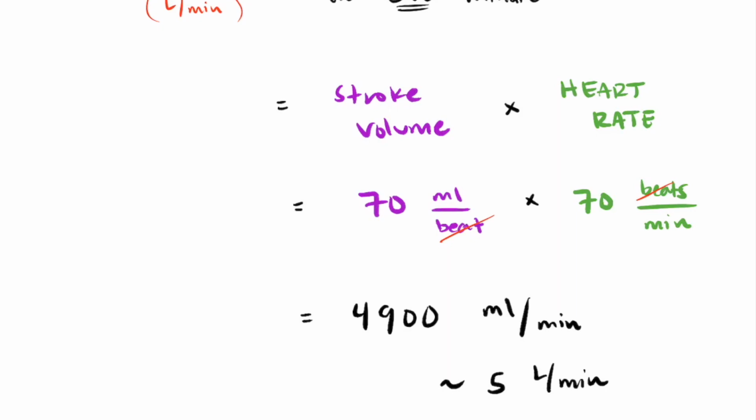A normal adult contains about 5 liters of blood, which means all the blood in the body passes through the left ventricle each minute. Kind of cool.